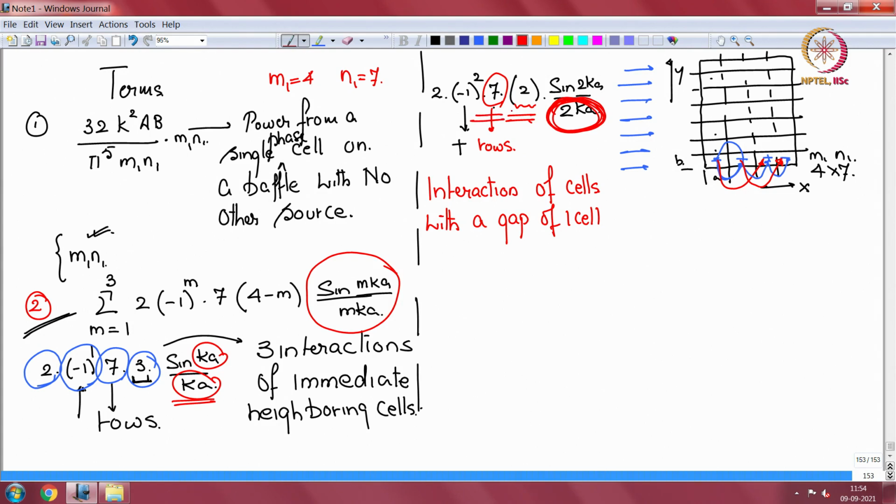There are 7 rows. The interaction is without a sign change because this is positive and that is positive, or this is negative and that is negative. And 2 because there are 2 cells, this interaction with this and this interaction with this. So that's the term. Again as I said, this describes the interaction effect. As this distance increases, now it's 2 Ka, the effect is reduced.